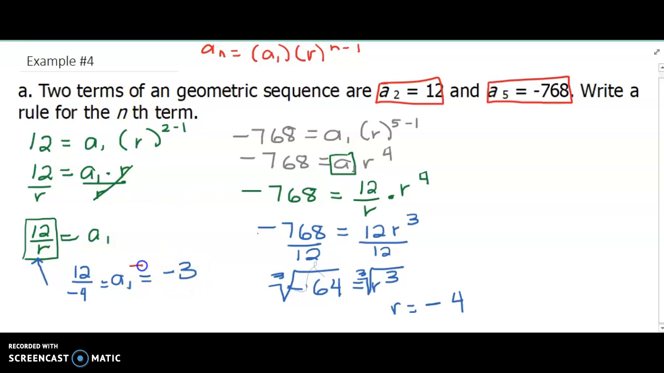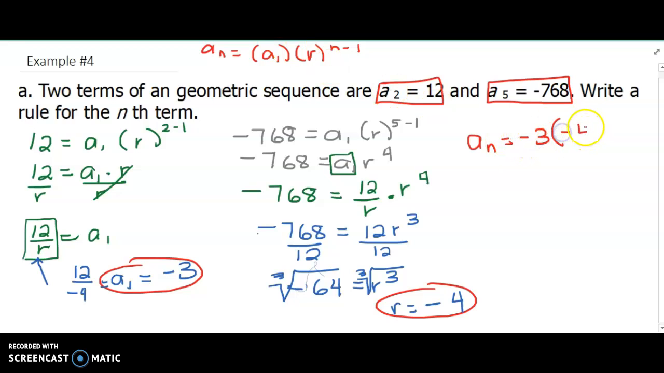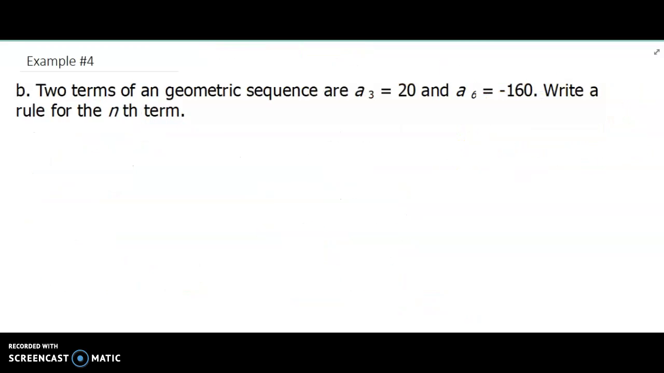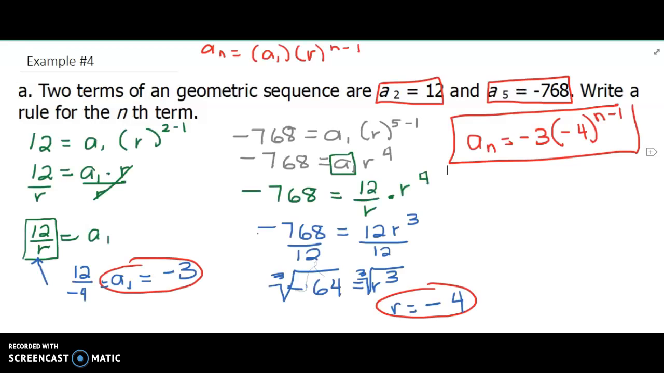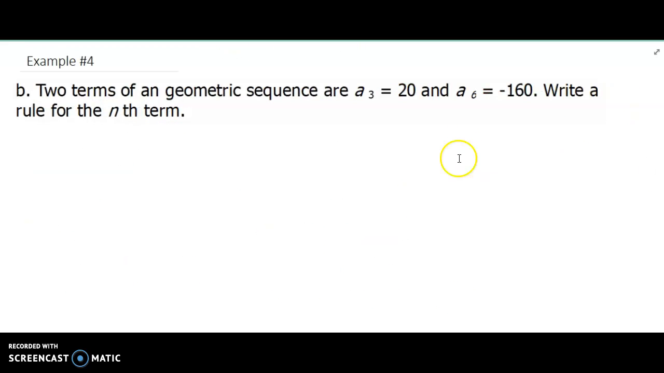Okay, so now I have my a1 and I have my r, so I can write my rule. A sub n equals a1, which is negative 3, times negative 4 to the n minus 1 power. Here's my final rule. Okay, so I want you to pause this video and go ahead and work through B on example 4. Use A that we just did as a reference, so go through and do this. Try it on your own and then we'll go over it.